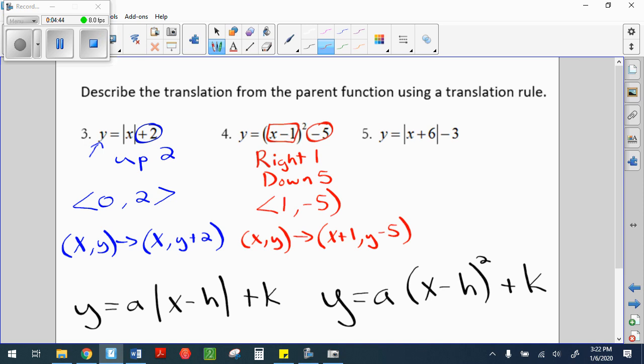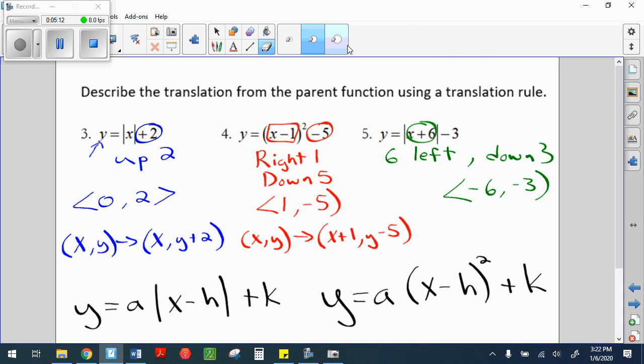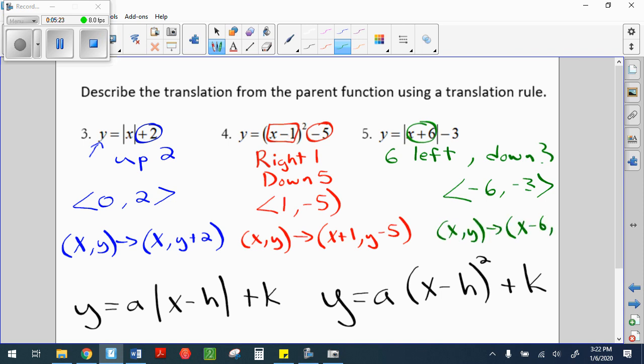Number 5, we have this absolute value, y equals absolute value of (x + 6) minus 3. So again, the number inside, this means I'm going to go 6 to the left. It's the opposite. Now you can think about it as if I have this plus 6 and I subtract 6 from it, it gets me back to the x. So 6 to the left, and then I also have this down 3. So as a vector, it's <-6, -3>. Whoops, need to use a vector bracket, not a parenthesis. And then for coordinate notation, my (x, y) becomes (x - 6, y - 3).